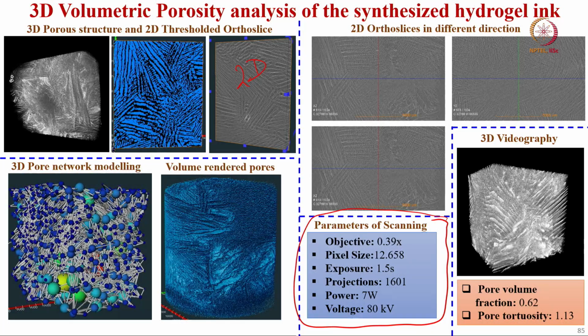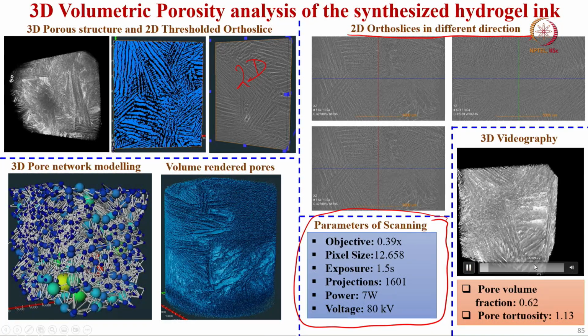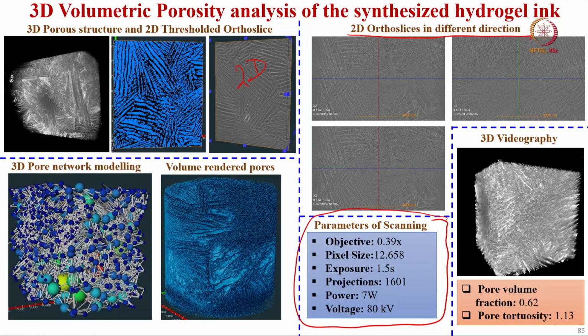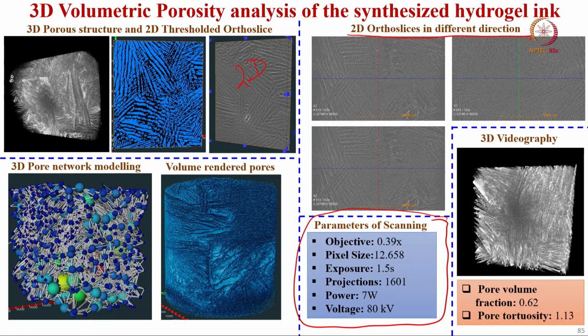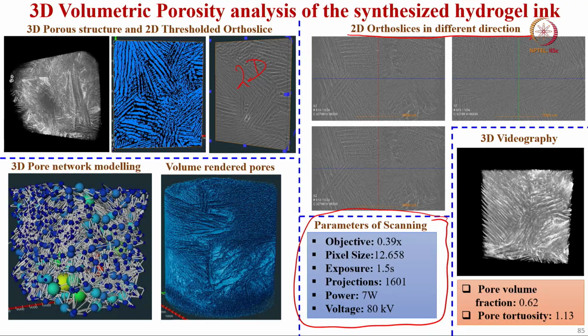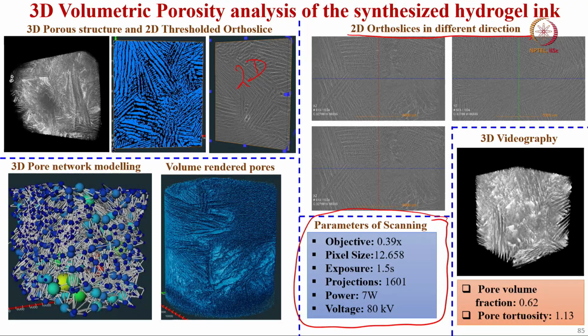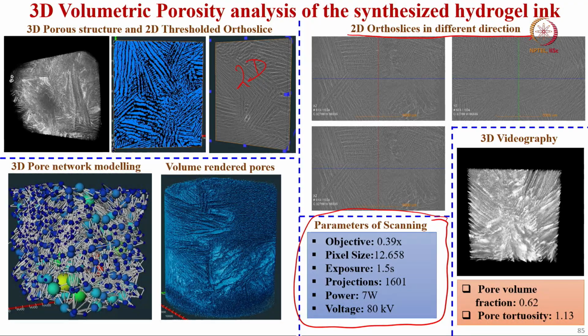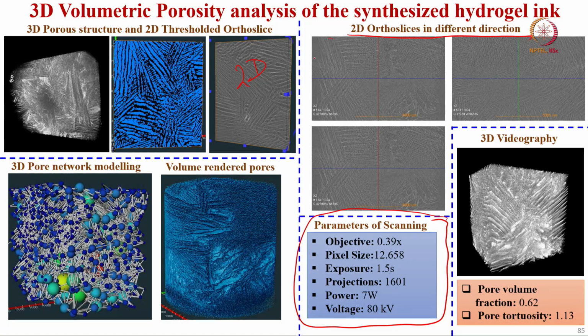Now, 2D ortho slices are acquired from different locations when these scaffolds were being scanned, and you can see this is a small video. It shows how the as-synthesized hydrogel biomaterial ink has a very much fibrous kind of structure, and you can see this kind of macromolecular structure is oriented in different manners, and you can see this is the small crystalline domain here, right.